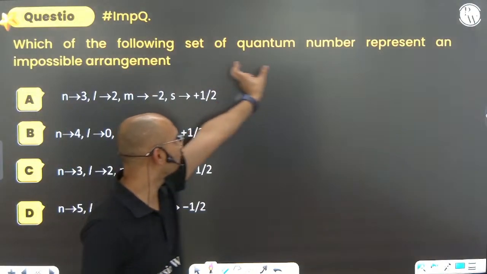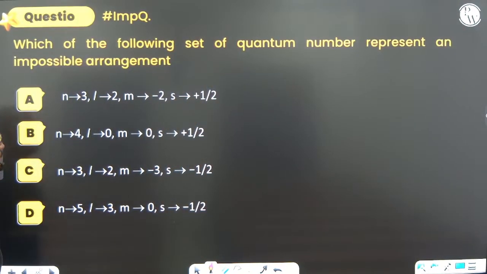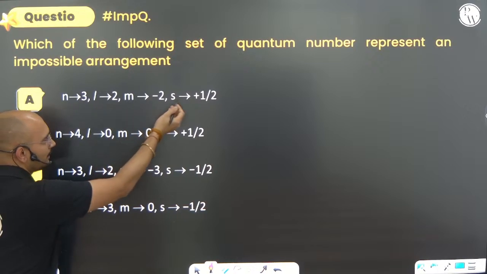Which of the following sets of quantum numbers represents an impossible arrangement? N equals 3, l equals, m equals minus 2, and s equals plus half.